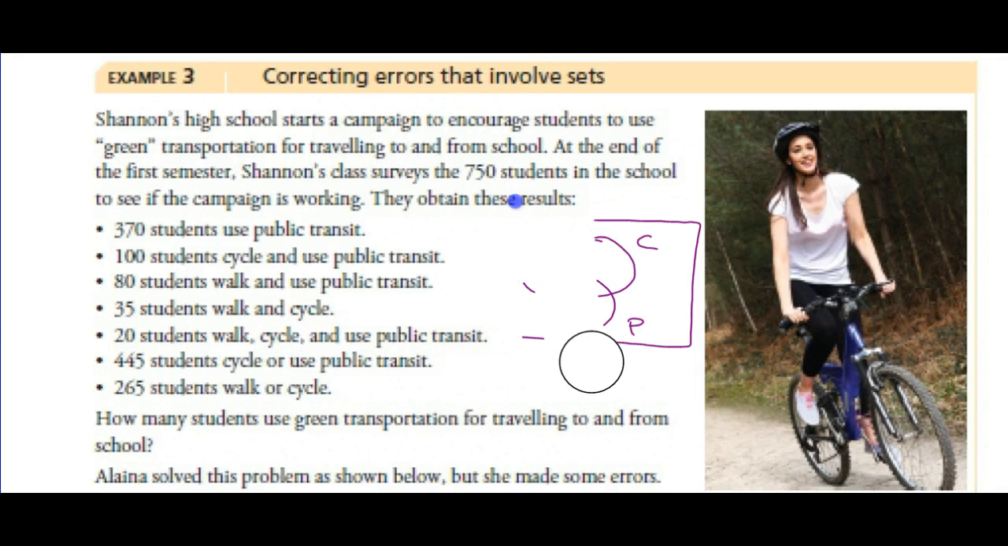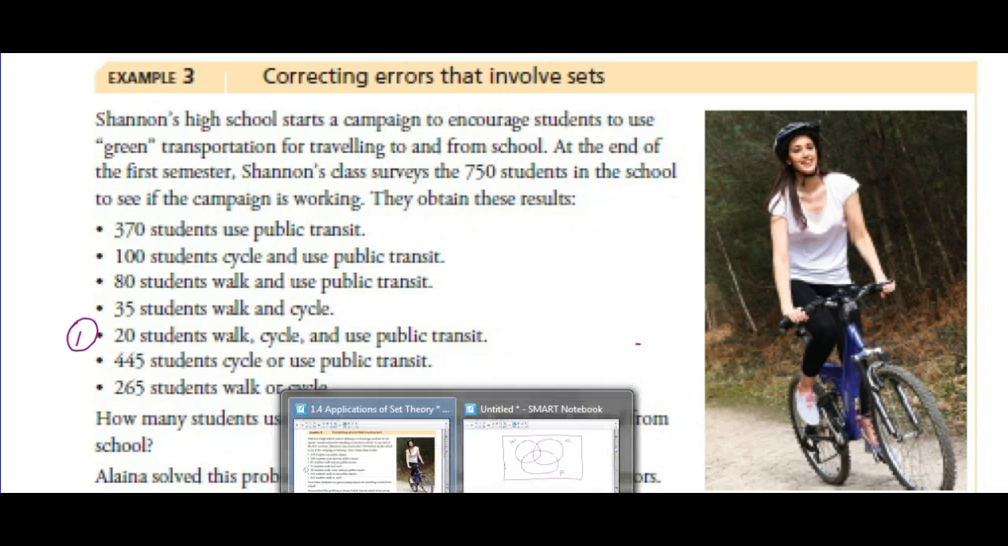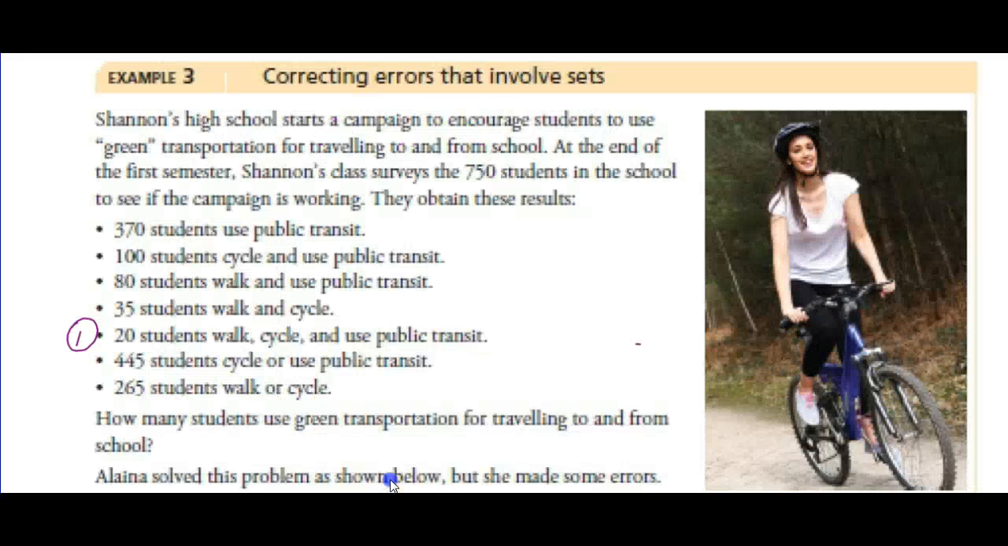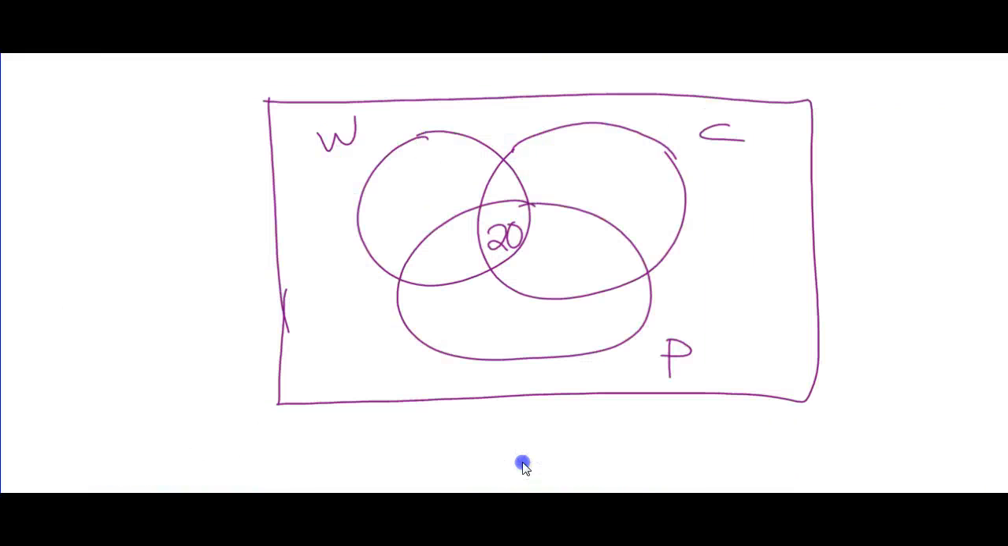All right, so we start with all three, right? So number one, we have 20 students that walk, cycle, and use public transit. So there's 20. Okay, now we look for the ands. 35 walk and cycle. Okay, so we go back here, walk and cycle. What goes in here? A number. Which number? 35 walk and cycle. What goes here? 15.